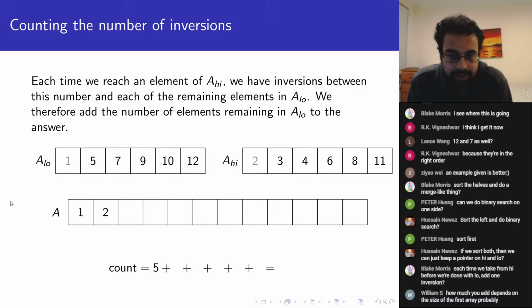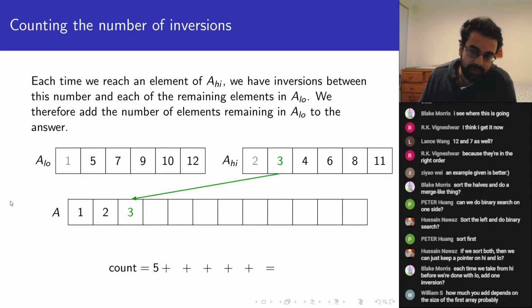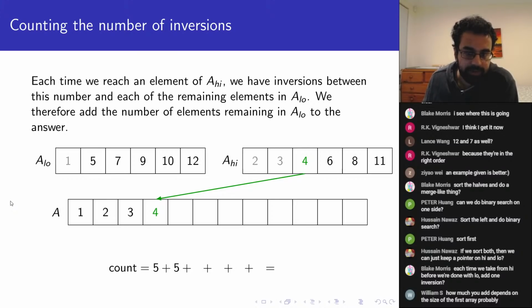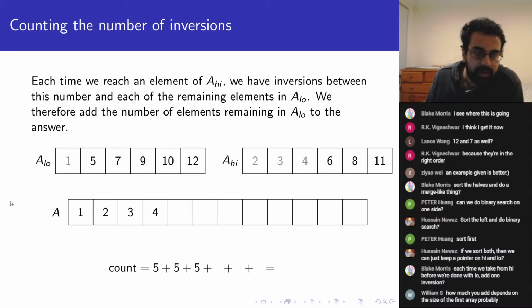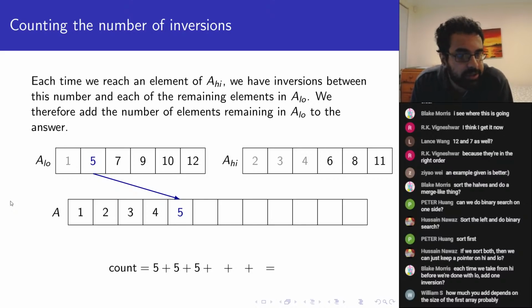Now that we've added 2, we can grey that out and again ask ourselves, which is bigger, 5 or 3? Again, the 3 wins, so it gets written in, and it too has 5 inversions with things from A low. On the next round, the 4 wins against 5, and so it too contributes 5 inversions to the total. Next, we're comparing 5 against 6. 5 is smaller, so we're going to write that 5 in. And here I want to mention that, again, we are not counting any inversions when we do this. Certainly 5 does have some inversions crossing the partition.